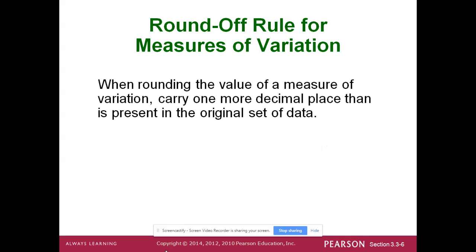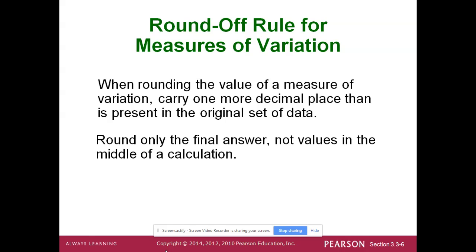Round off rule for measures of variation. Is it a calculated value? What's the rule for calculated values in center? One more decimal place. So the same thing here, because measures of variation are calculated values. You're going to go one more decimal place than what your data has. Range is a calculated value, so one more decimal place than what your data has.